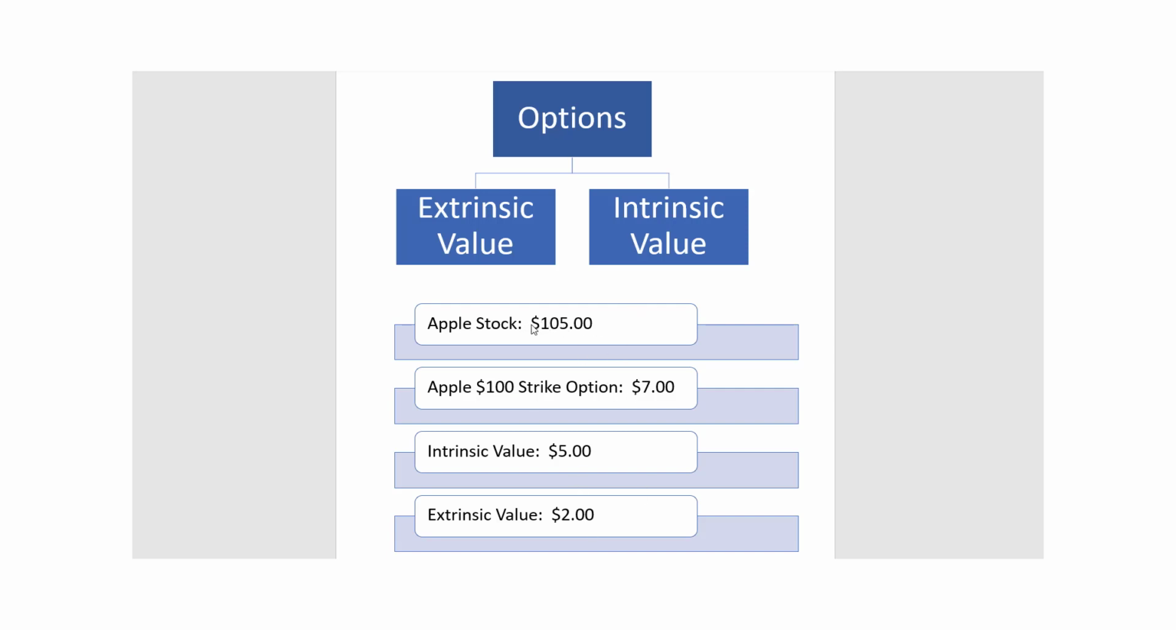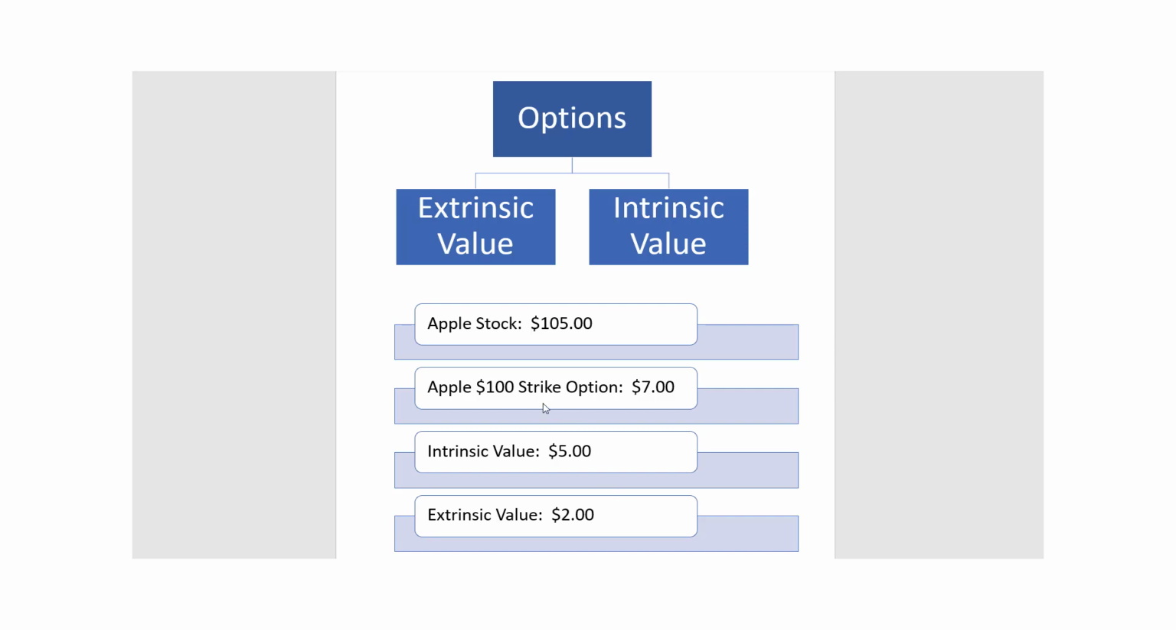Imagine that you're considering an option for Apple. So Apple stock might be going for $105, and you might be looking at the 100 strike Apple option. It doesn't matter which expiration you're considering when it comes to calculating the intrinsic value of an option. So in this case, to get the intrinsic value, we simply take the stock price, which is $105, and subtract the strike of that option, which is 100. And that gives us an intrinsic value of $5.